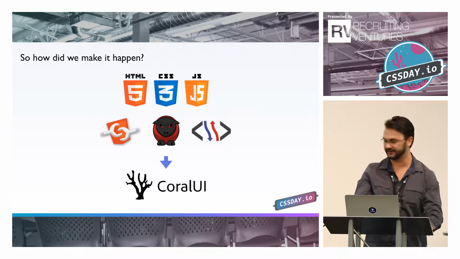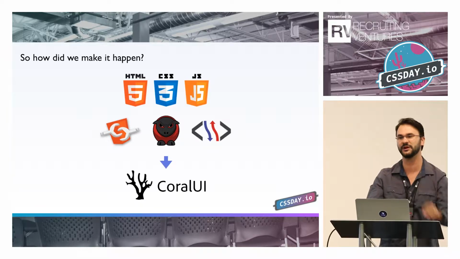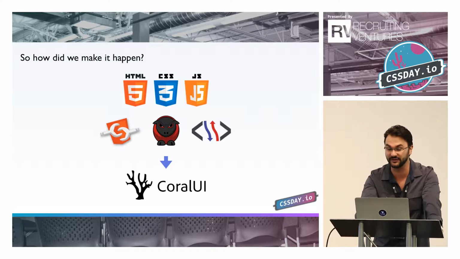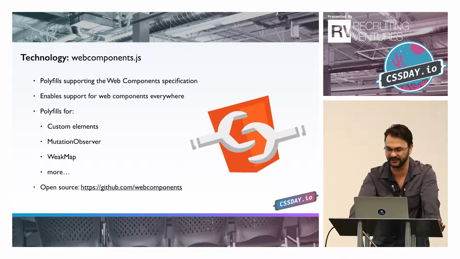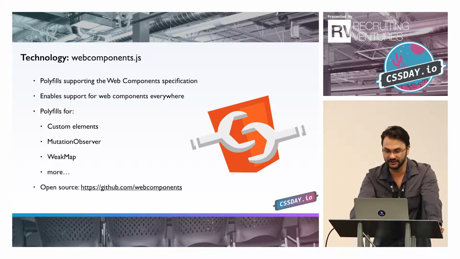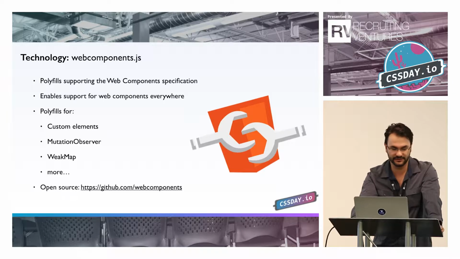It's your usual front-end ingredients, but we've thrown in a few polyfills, tools, and libraries to make this happen. And the most important piece of the puzzle, without which this would simply not be possible, is the Web Components.js polyfills from Google, born out of the Polymer project. So since Coral UI needs to work on less than modern browsers, such as IE9, as we just saw, we use Web Components.js to polyfill these behaviors.